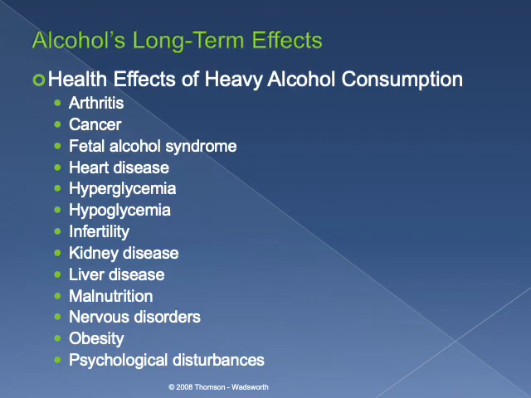There's a whole list of other long-term effects of heavy alcohol consumption: arthritis, cancer, fetal alcohol syndrome, as we mentioned, heart disease, high blood sugar or low blood sugar swings after consuming alcohol, infertility, kidney disease, liver disease, malnutrition, nervous disorders, obesity, and psychological disturbances. So many long-term potential effects with too much alcohol.